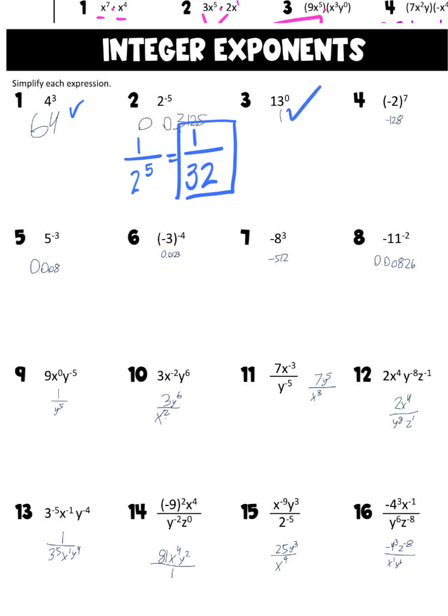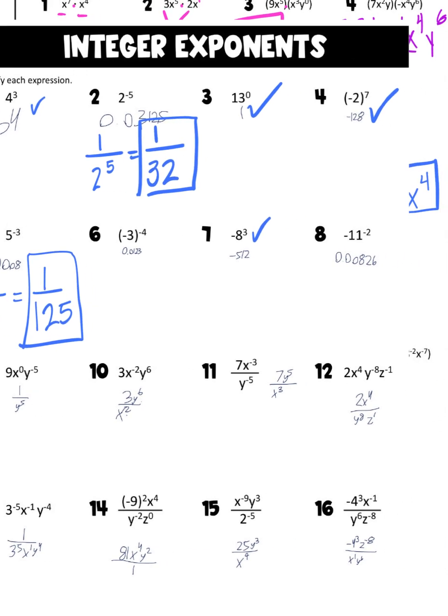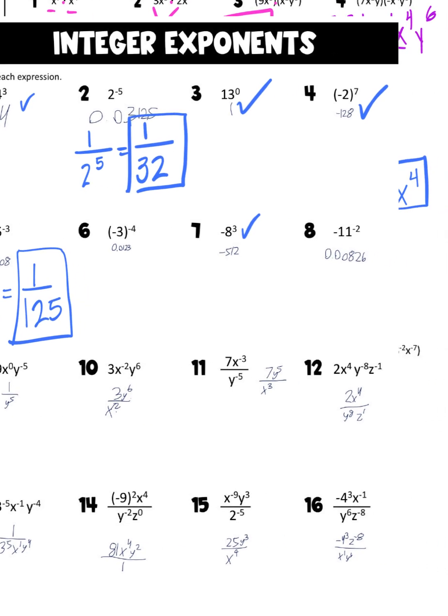This one's good. This one here, you have negative 2 to the 7th power. That is good. This 5 to the negative 3 is going to be 1 over 5 to the positive 3, which would be 1 over 125. So I would go through and convert all your ones you have as decimals. This one looks good. I would convert that one.